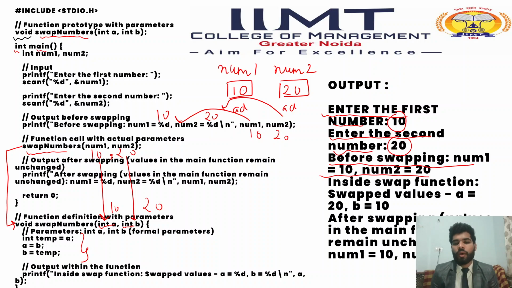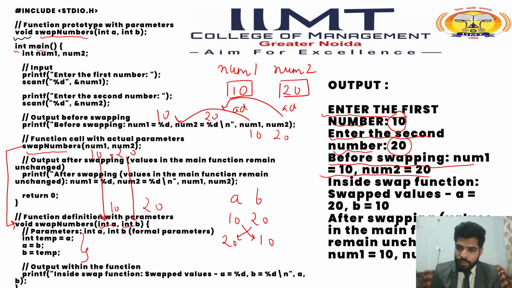You must already be familiar with the concept of swapping, but let me explain again. Suppose we have two variables a and b. A is 10 and b is 20. We want to swap these values. That means 20 should come here and 10 should come here: a equal to 20 and b equal to 10. This is what we want. This will be the result.